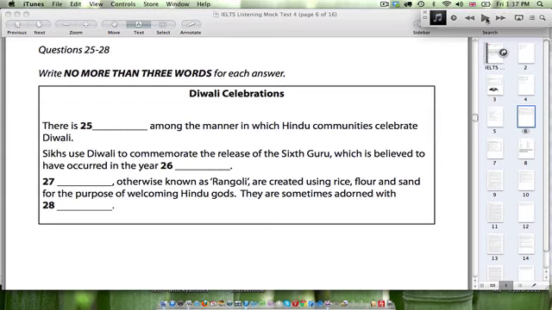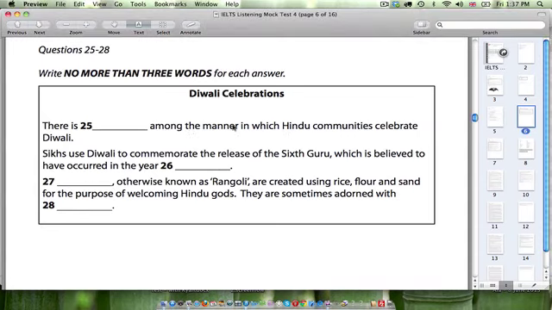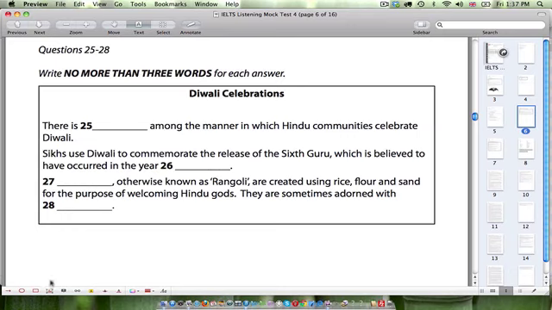That is the end of the recording. Okay, so let's go over the answers here. For number 25, they mentioned that there are differences among the manner in which Hindu communities celebrate Diwali. So I suppose we could write that, or we could write the word variation. Because the sentence begins with "there is," if we want to keep it grammatically correct, we use variation.